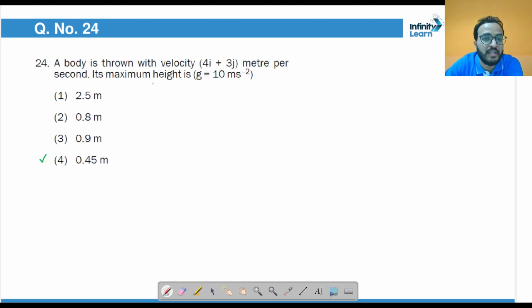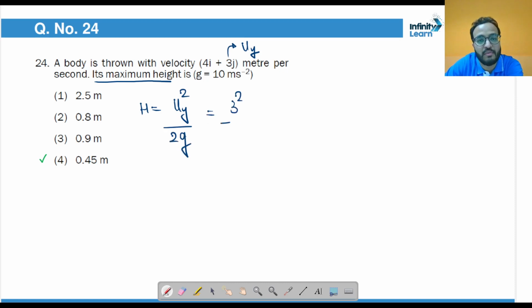24. See, for maximum height, the velocity which is responsible is this component uy. Okay, right? So what is the maximum height? Height is uy square by 2g. So it is 3 square by 20. So it is 9 by 20. So it is 0.45 meter.